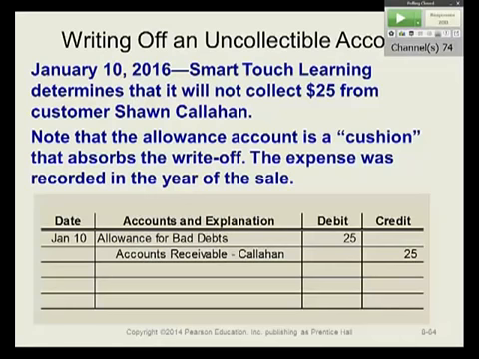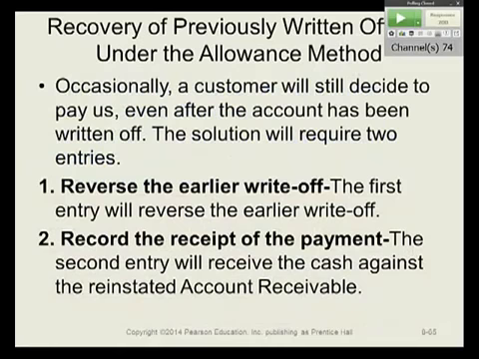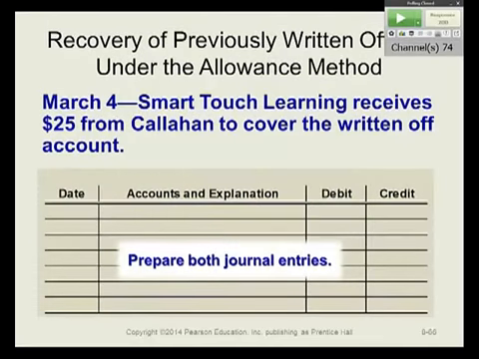All right, now, we saw a recovery. So what if our friend Callahan decides to pay? Once again, it's the same story. If you have a recovery of the receivables, you have to reverse the write-off, restore the credit history, whether it's partial or full, and then record the receipt of cash. The only difference is that there's going to be an allowance account instead of a bad debt.